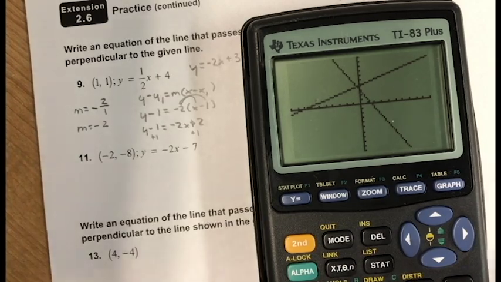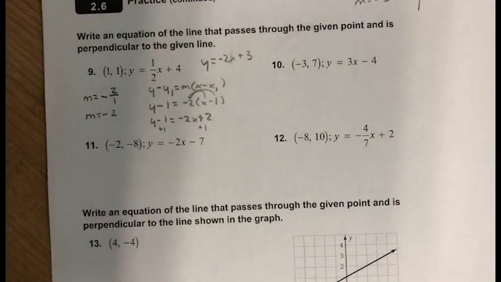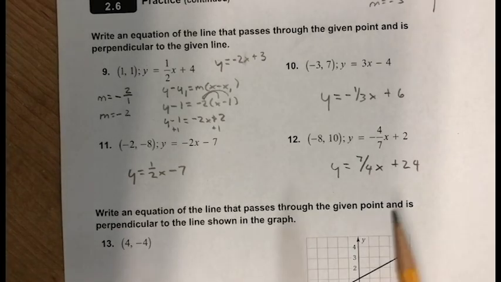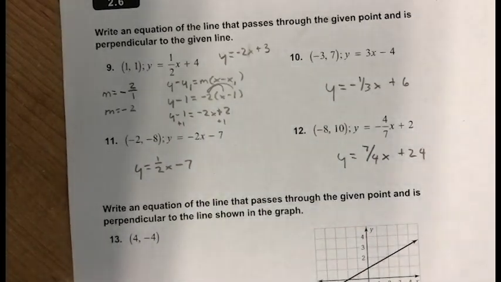All right, so now that we've covered all that, my job for you is to try 10, 11, and 12 on your own. Do that now. What you should have got for 10 was y equals negative 1/3 x plus 6. 11 is 1/2 x minus 7. And for 12, y equals 7/4 x plus 24.